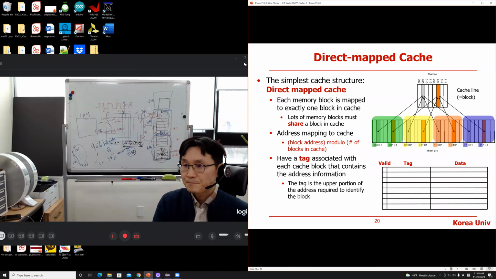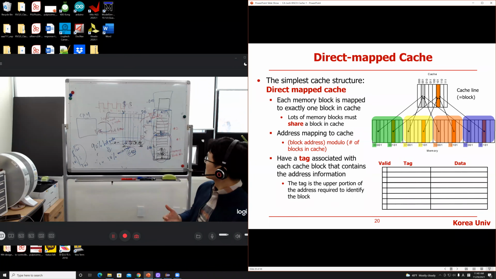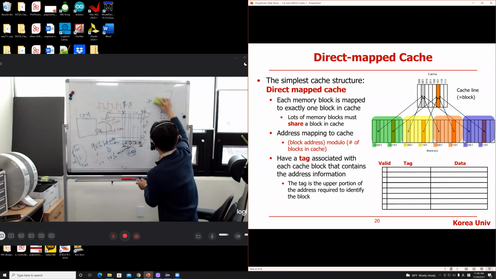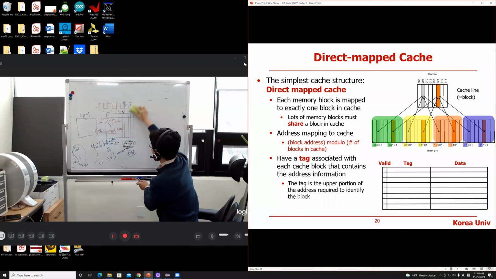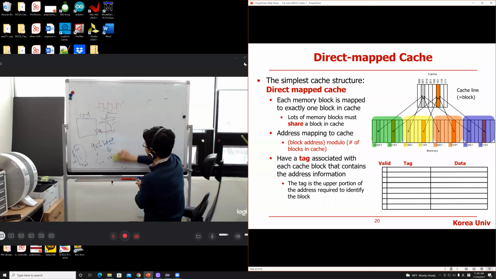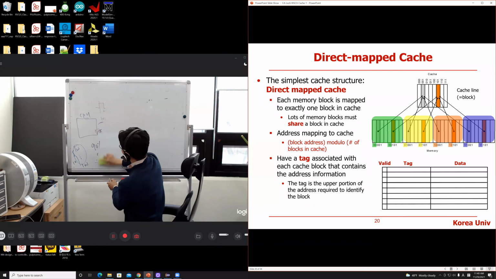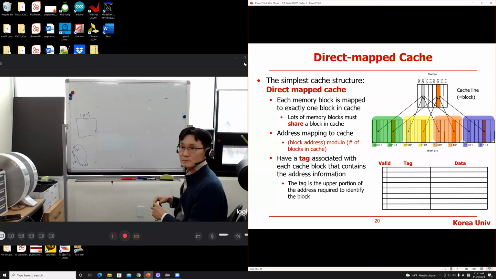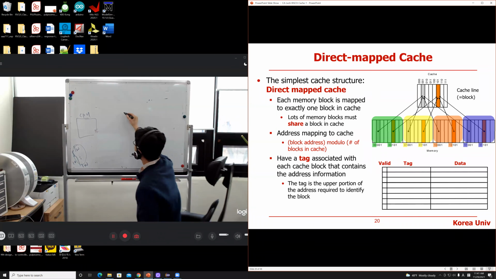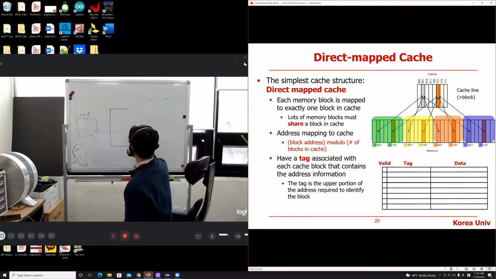The simplest cache structure, direct mapped cache. Each memory block is mapped to exactly one block in cache. Lots of memory blocks must share a block in cache. Address mapping to cache: have a tag associated with each cache block that contains the address information. The tag is the upper portion of the address required to identify the block.